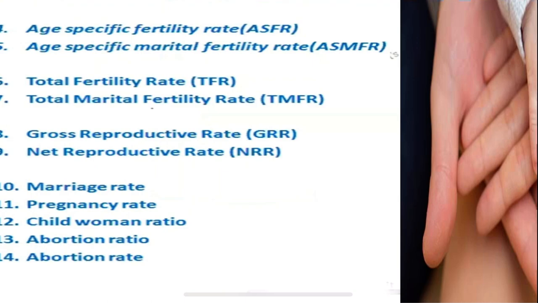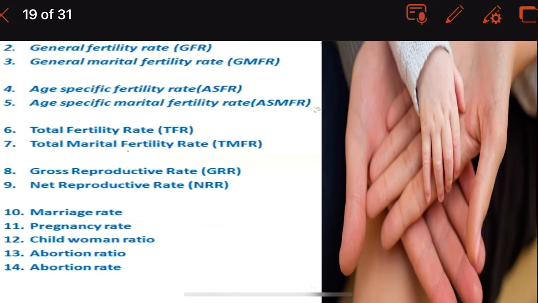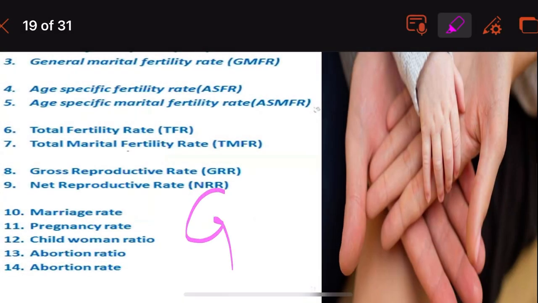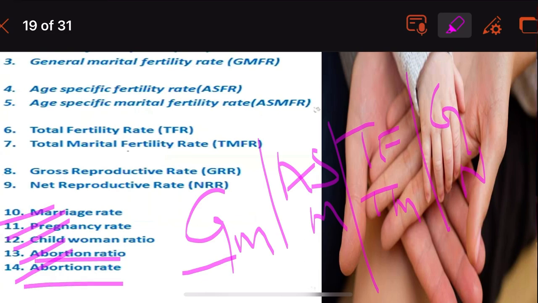Gross reproductive rate, net reproductive rate. Then we also have marriage leading to pregnancy, then childbirth, and the child-woman ratio. If a miscarriage is happening or abortion is seen, then the abortion ratio and abortion rate. So first we have general, then general marital, then age-specific marital, then the total fertility rate and again the total marital fertility rate, then gross reproductive rate and net reproductive rate. This you can remember: marriage, leading to pregnancy, then the child-woman ratio, and if she undergoes abortion, the abortion ratio and abortion rate. So this is very clear, guys.